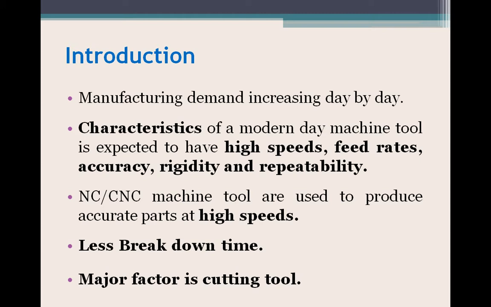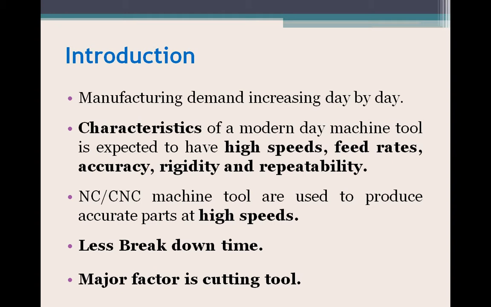We know that manufacturing demands are increasing day by day. That means the production capacity, the speed with which an industry is supposed to manufacture things, is increasing. This increase in speed depends on various characteristics of the cutting tool, because modern machines like NC and CNC machines work with high speeds and high feed rates. They need very good accuracy, they are very rigid, and they have very good repeatability. So to account for this, we need very good cutting tools.